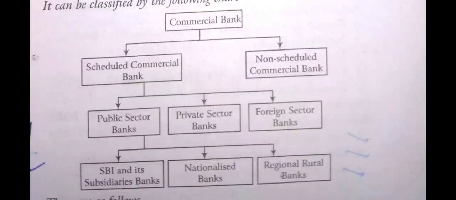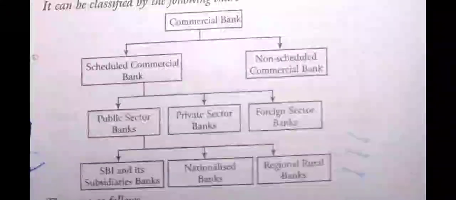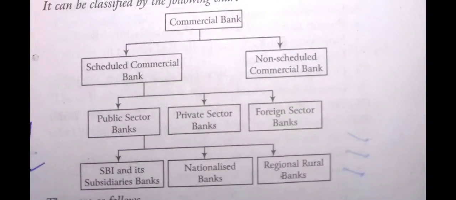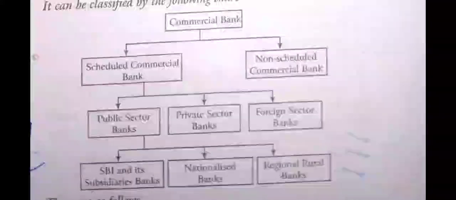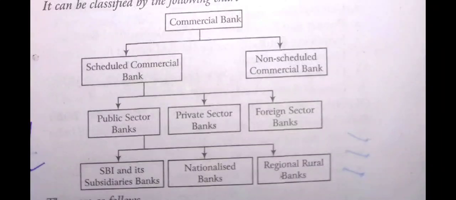Then foreign sector banks. Foreign sector banks means the central bank is in a foreign country but the branch is established in India. Okay. What are the examples? Abu Dhabi Commercial Bank, American Express Banking Corporation, Bank of America, HSBC. All these come under foreign banks. In our next video, we will discuss RRB, nationalized bank, and SBI, which are the subpoints of public sector banks.